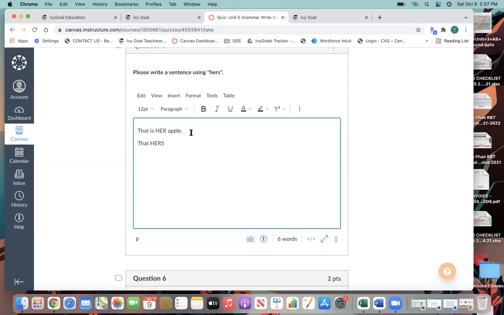So that's hers apple. That. What did I just highlight? That apple is hers. Very good. That apple is hers, right? If I say, no, but that's my apple, then you would say that apple is hers.